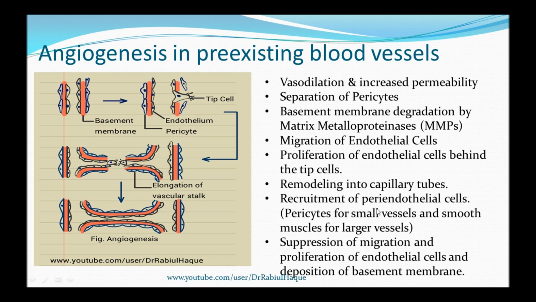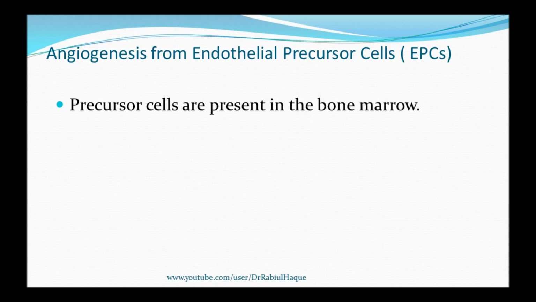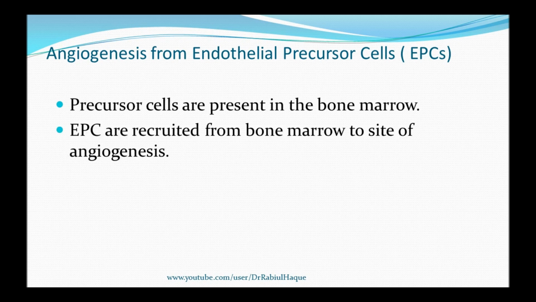Angiogenesis can also happen from endothelial precursor cells, or EPC. The endothelial precursor cells are present in the bone marrow. First they have to be recruited from the bone marrow into the site of injury, or into the site where we need angiogenesis. The exact mechanism of these homing phenomena is still uncertain.